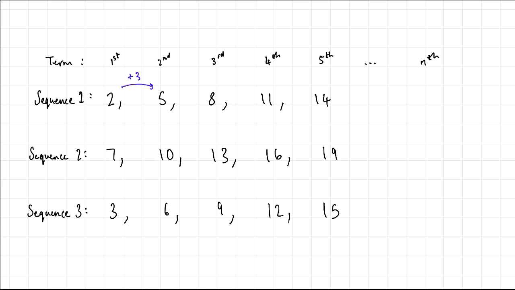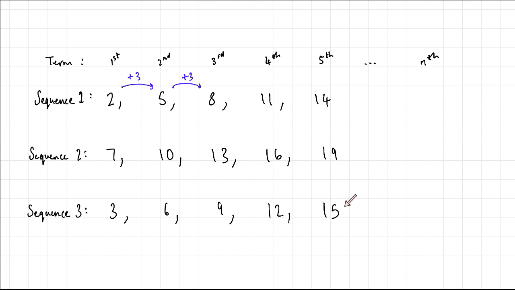Now, because it's add 3 all the way through, this is what you call a linear sequence. So this is a linear sequence because there's a common difference, and that common difference is adding 3. All of my sequences are linear sequences because you can see that they all have a common difference, and they actually have the same common difference, which is to add on 3 each time.